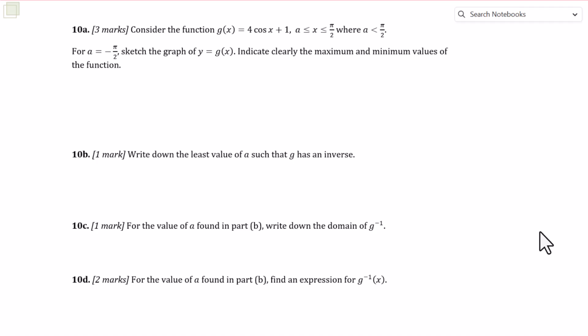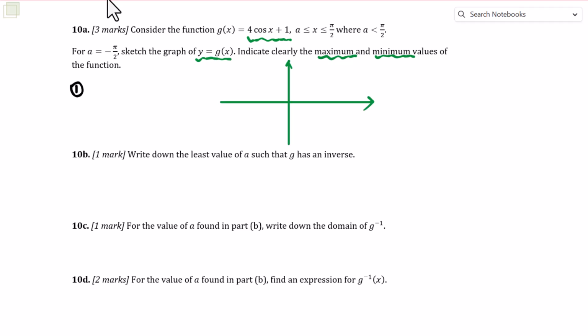Let's go to 10a. Consider the function g of x equals 4 cosine x plus 1, where x is greater than or equal to a and less than or equal to pi/2, where a is less than pi/2. For a equals -pi/2, sketch the graph of y equals g of x. Indicate clearly the maximum and the minimum value of the function.